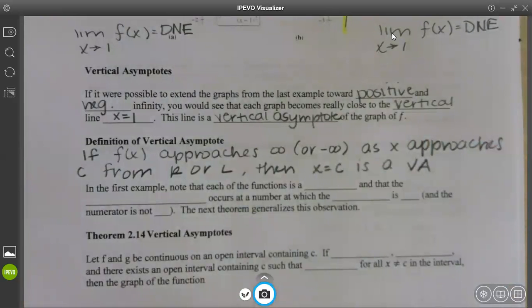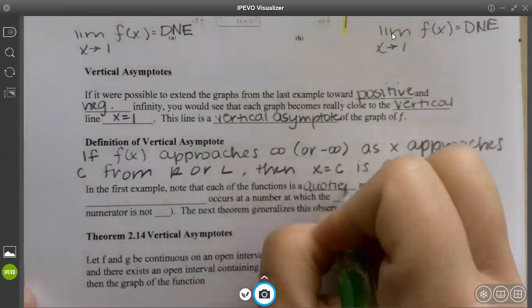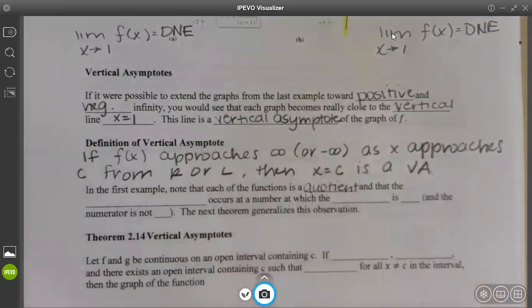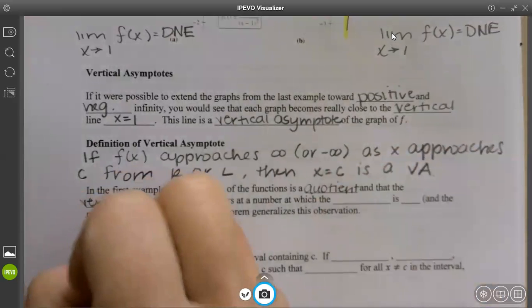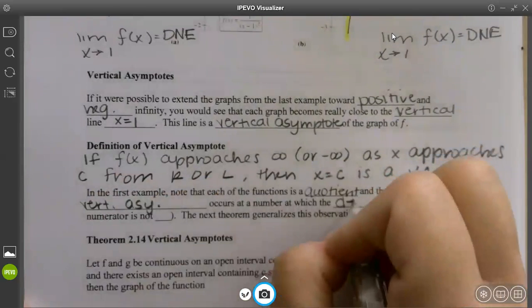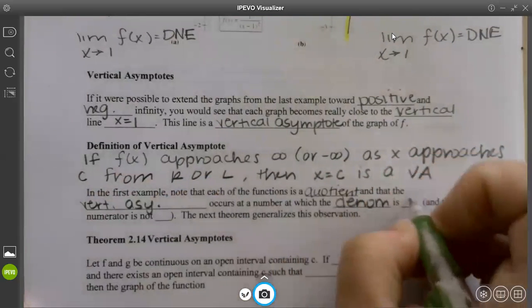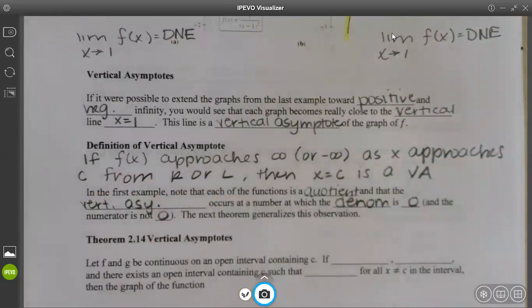Is everybody good? All right, in the first example, note that each of the functions is a quotient and that the vertical asymptote occurs at the number. So the first function is a quotient because they're being divided. And the vertical asymptote occurs at a number at which the denominator is 0 and the numerator is not 0. The next theorem generalizes this observation.